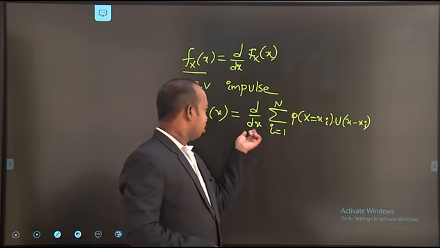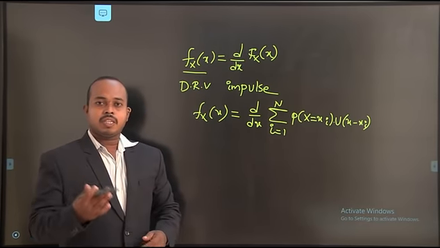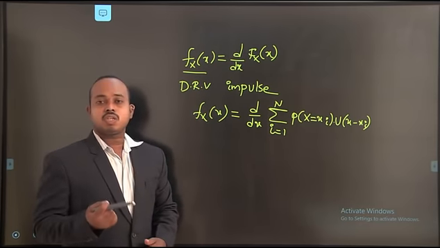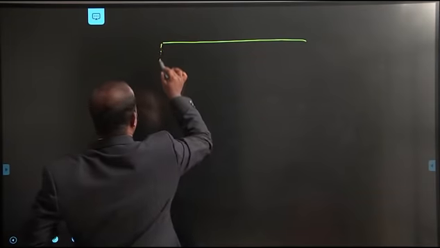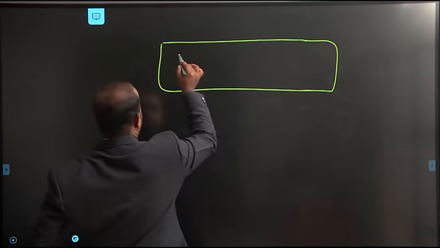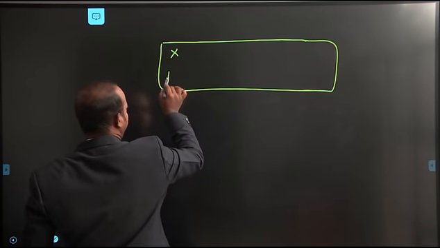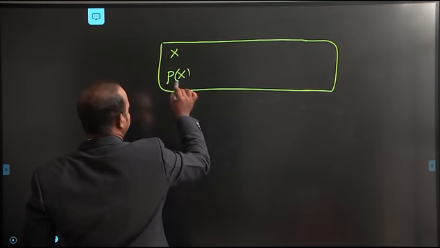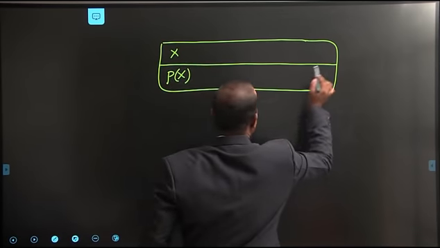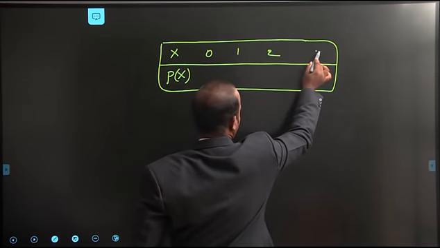Now we apply the differentiation to the step signal. Which signal do we obtain? The values are the elements and their corresponding probabilities, those are x and the probability of capital X. The capital X elements are 0, 1, 2, 3.